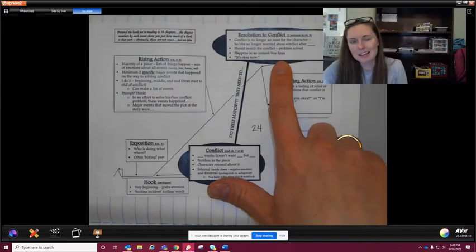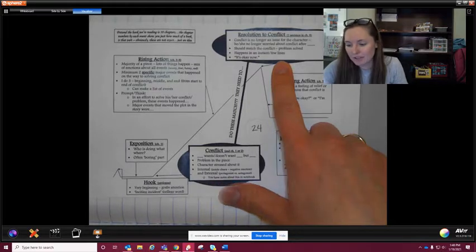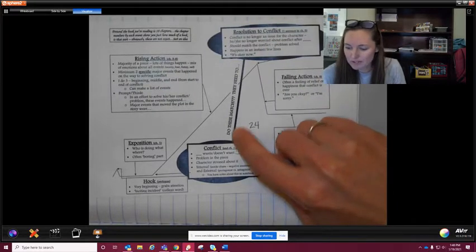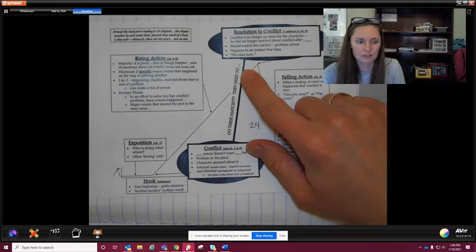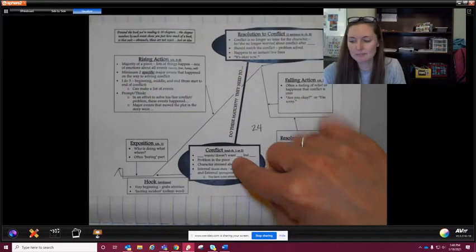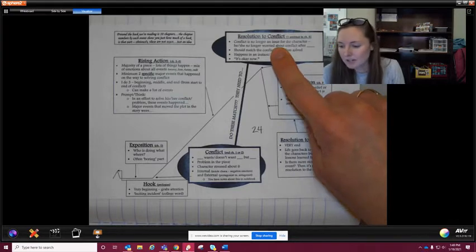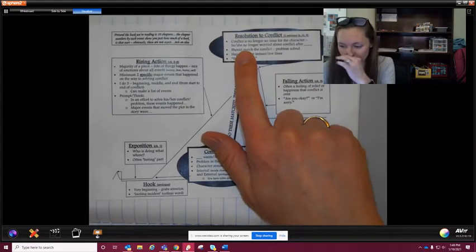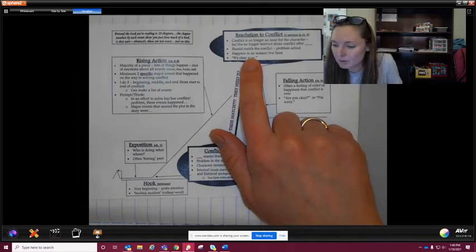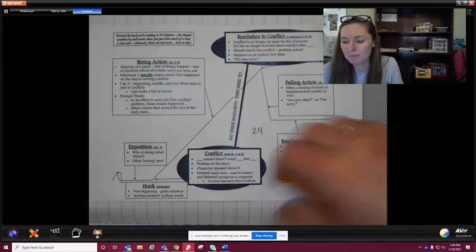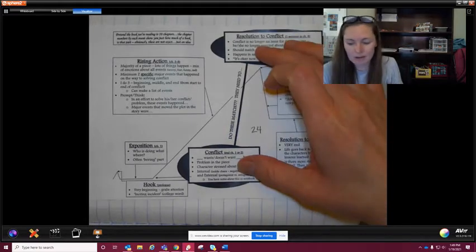Then we have the resolution of the conflict. You guys know this as the climax. I say it a little bit differently because this is when the conflict is actually resolved. So the resolution to the conflict. And it's really important that you look here. It says, do these match? Because they need to. The conflict needs to match the resolution to the conflict. In here it says the conflict is no longer an issue for the character. He or she is no longer worried about the conflict after what happened. The problem is solved, that kind of thing. So make sure that they match.